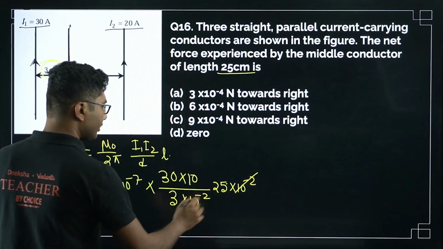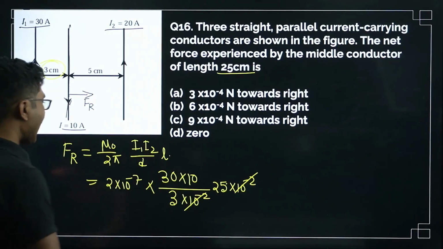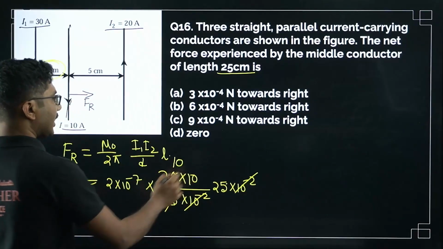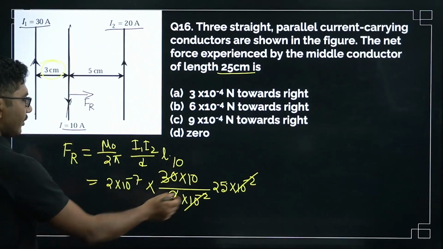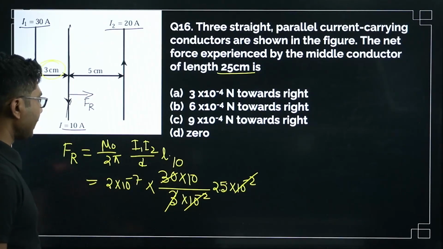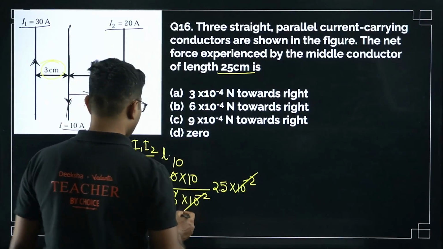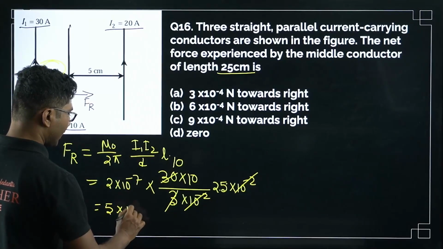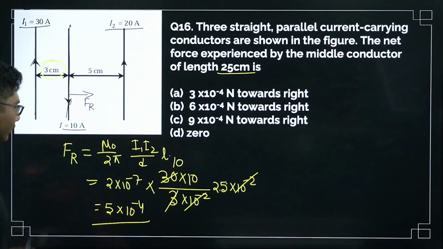So the 10^-2 cancels, and the 3 cancels. You get 10 over here. So 25 into 2 is 50, 50 into 10 gives 500, and you get 5 × 10^-4. This is the force on the right side.